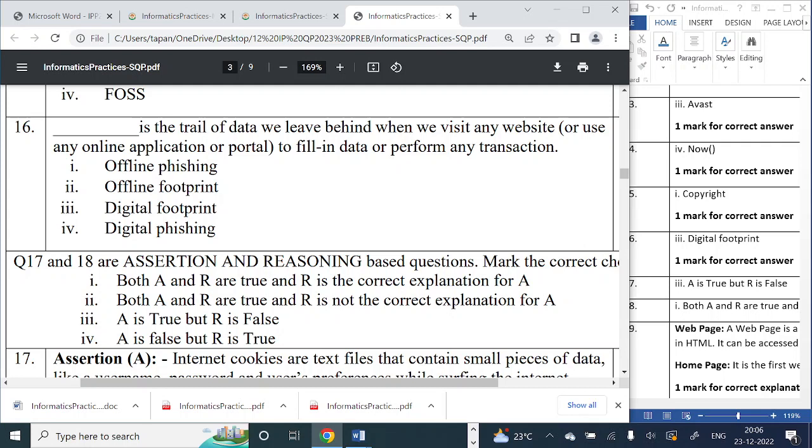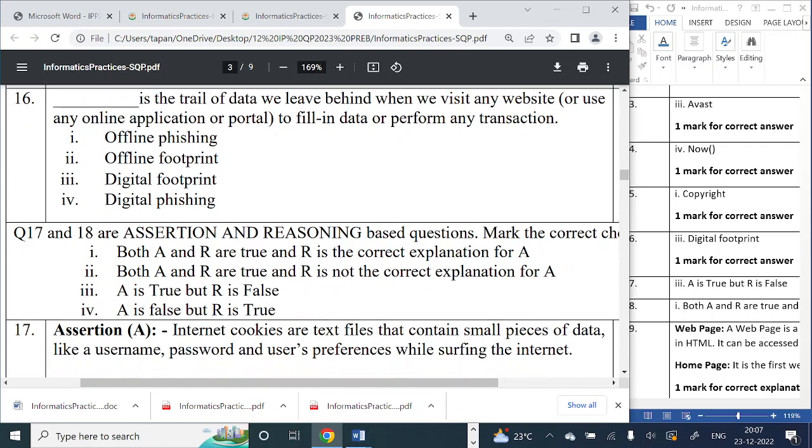Now question number 16, dash is the trail of data we leave behind when we visit any website or use any online application or portal to fill in data or perform any transaction. Now you all know what a digital footprint is. Whenever we are doing any task on the internet, while visiting a website, we leave digital footprints behind in our history. So the answer will be the third option, digital footprint.